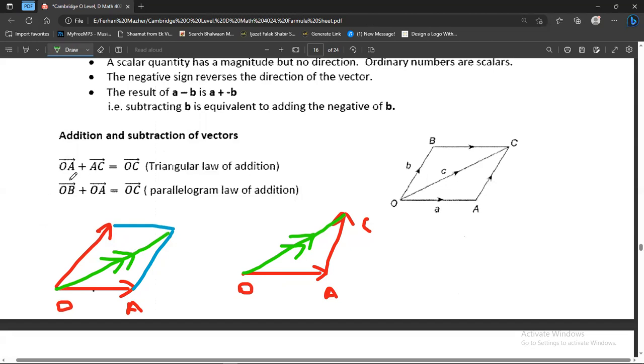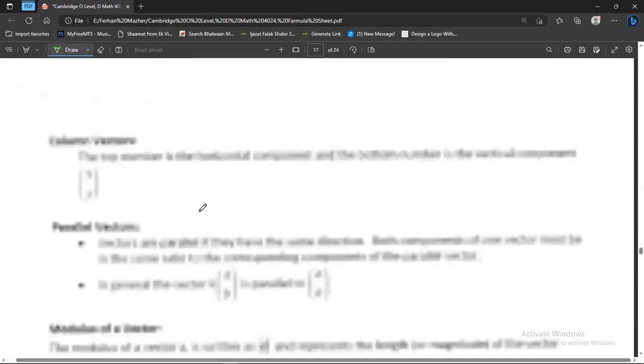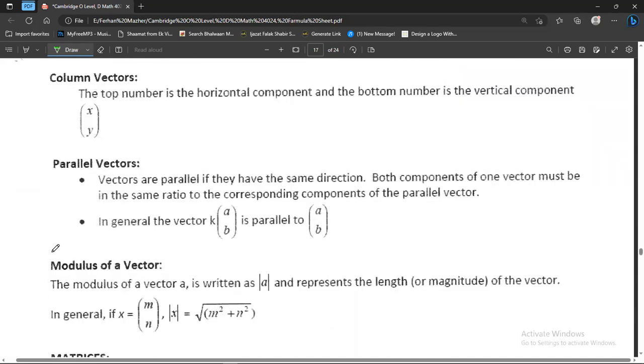In the triangular law, OA plus AC will be equal to OC. OB plus OA will be equal to this. Okay, OC. Column vector. The top number is the horizontal component. The top number is X, and the bottom number is the vertical component. This is called the column vector.